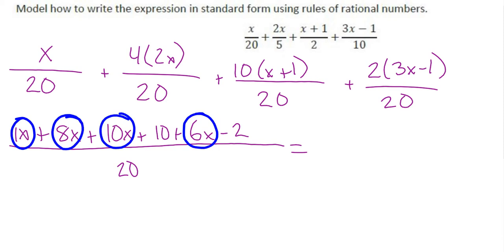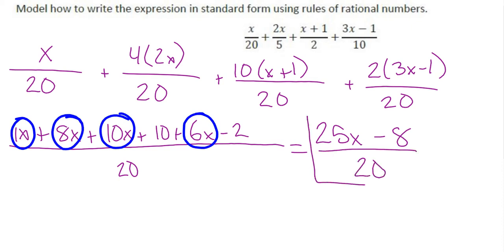9x plus 10x is 19x. 19x plus 6x gives you how many? 25 x's. Now I've got this 10 and this 2 left to go. What's 10 minus 2? 8. Great job. And it's going to all be over denominator of 20. So that is your answer. All right, take a moment. Take a look and see how it was done.